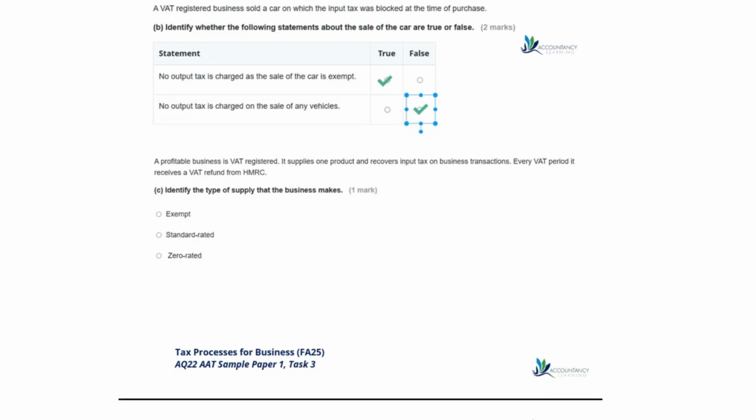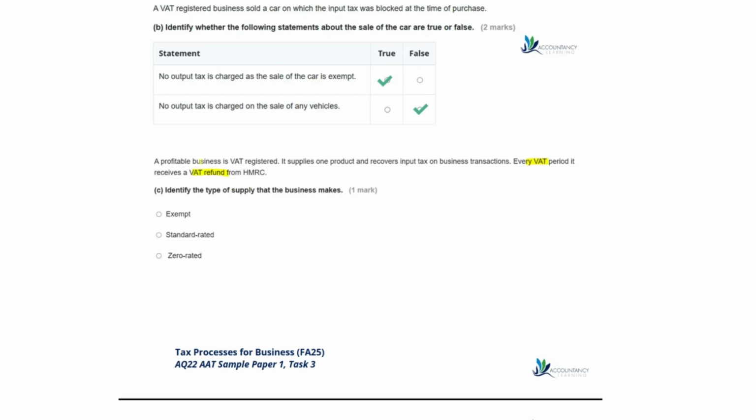A profitable business is VAT registered. It supplies one product and recovers input tax on business transactions. Every VAT period, it receives a VAT refund from HMRC. Identify the type of supply that the business makes. So the key thing here is that every VAT period, it has a VAT refund.